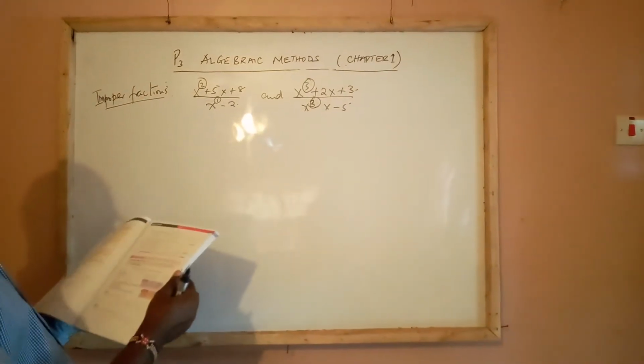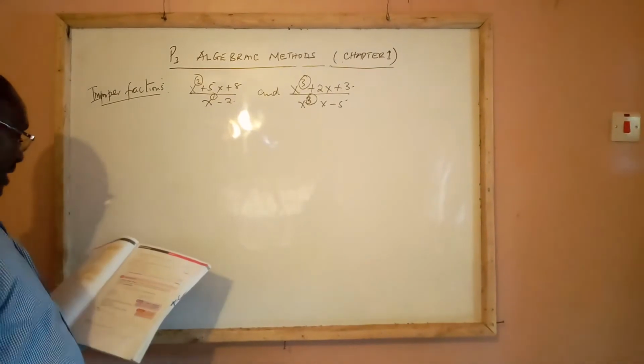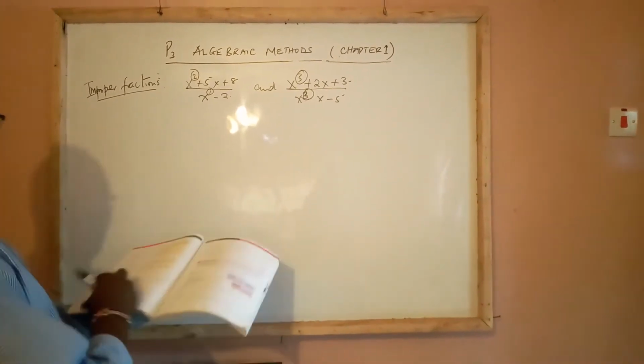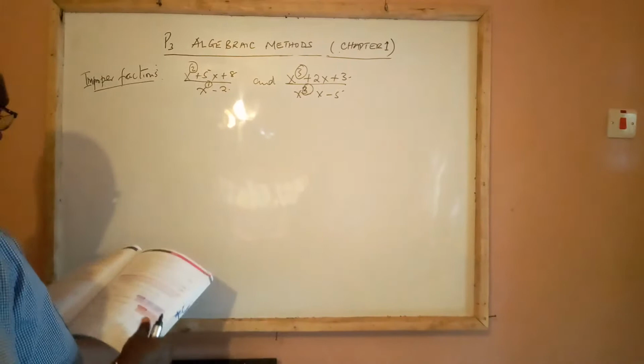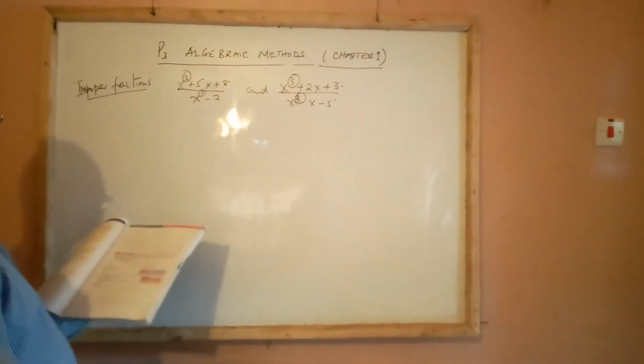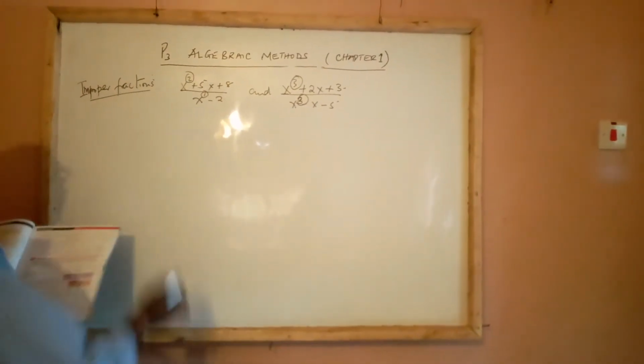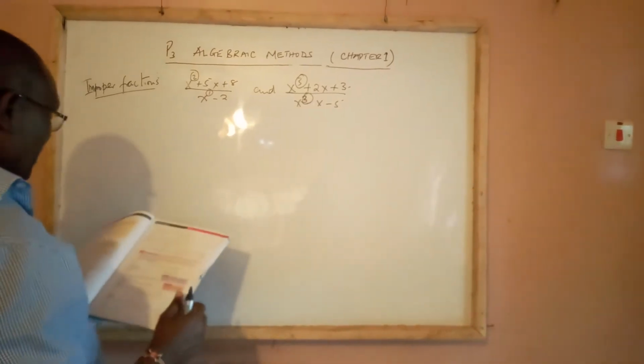We are on page 5 under 1.2. From where we left, we had explained example 1 to 3. And now I want us to go to example 4. But before we go to example 4, let us understand something to do with improper fraction.